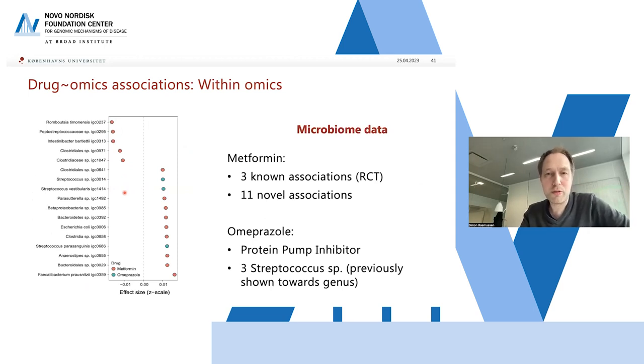And I also want to show this one for metformin, in the microbiome data, where we see that it was associated with 14 different microbes in the gut of these patients, so changes in these levels. And three of these are known to be changed by metformin administration, and these have been found in randomized controlled trials. And here we found it with the correct direction, right? So there's an interesting association here where it actually finds what we expect.